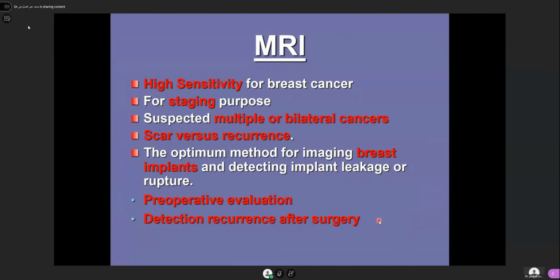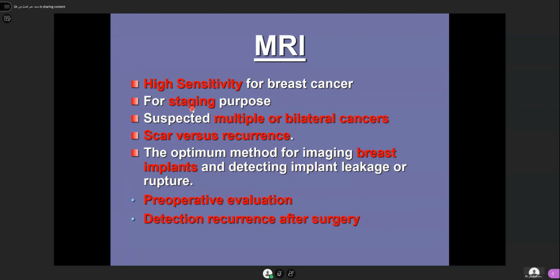Always remember this: as we all know, MRI has the best soft tissue contrast. So to see the true size, shape, and extent of the tumor, we always prefer MRI over all the other imaging modalities. This is the biggest advantage of MRI.